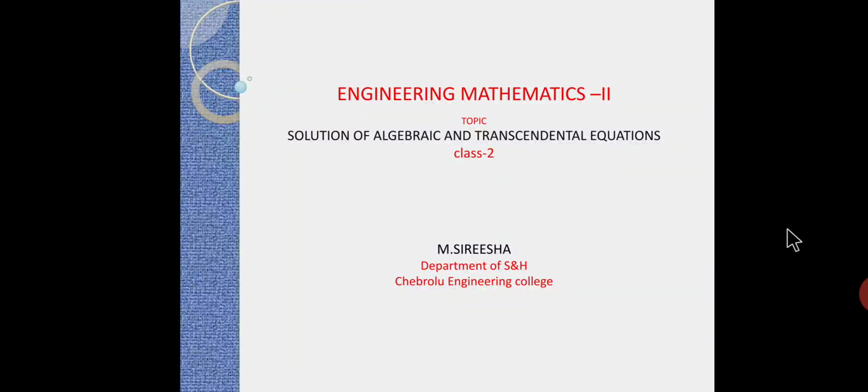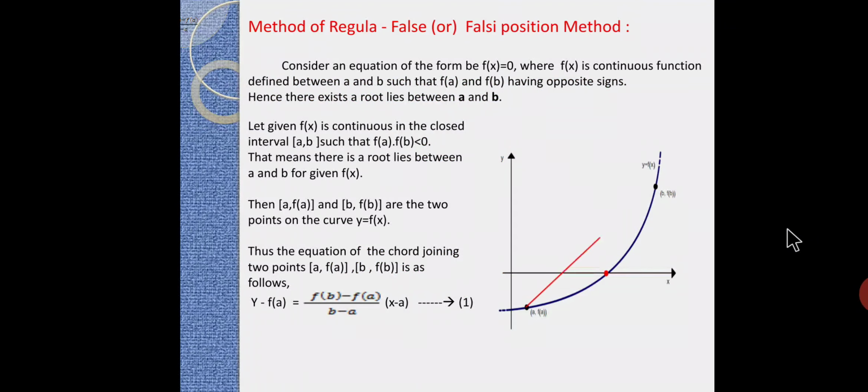In this video lecture, we are going to look at another bracketing method that can be used to find the root of a function, unlike the bisection method we saw in the previous video lecture. So, the method of Regula Falsi, or False Position method.